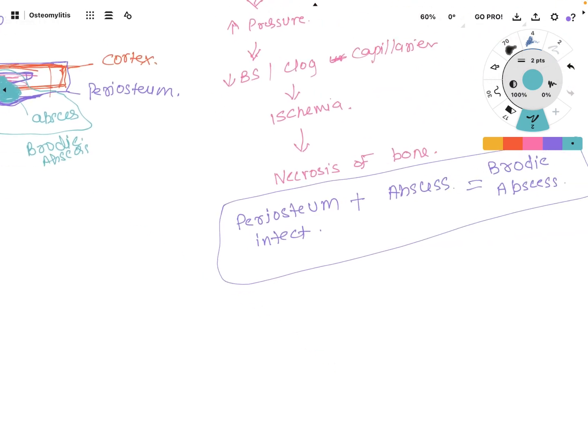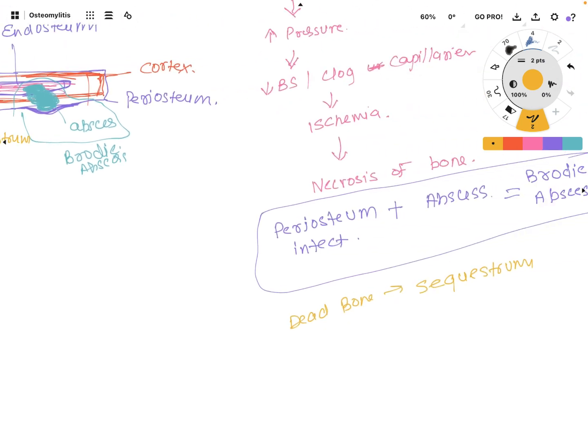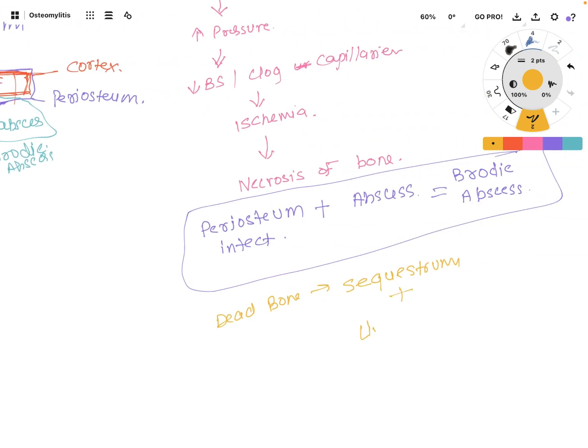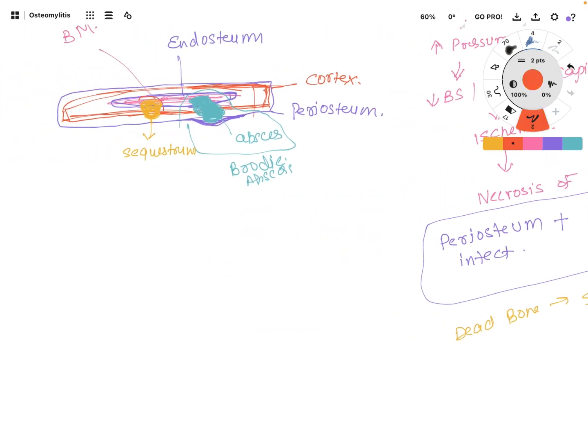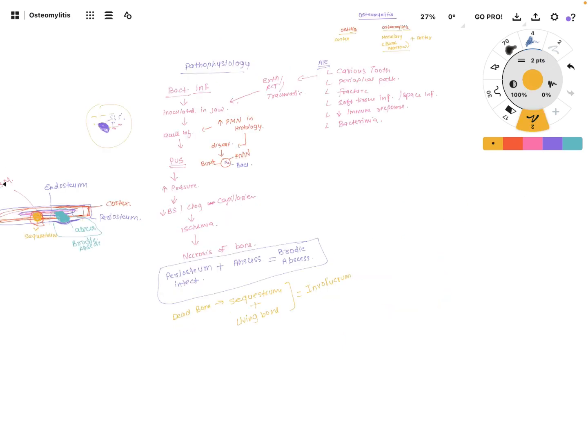So at this point you will have a dead bone, right? This dead bone is known as sequestrum. Sequestrum. Basically, this dead bone is your sequestrum, and if you have sequestrum along with your living bone around it, right? This is your living bone, and this whole component, sequestrum along with your living bone, is collectively known as involucrum. I hope it's clear.